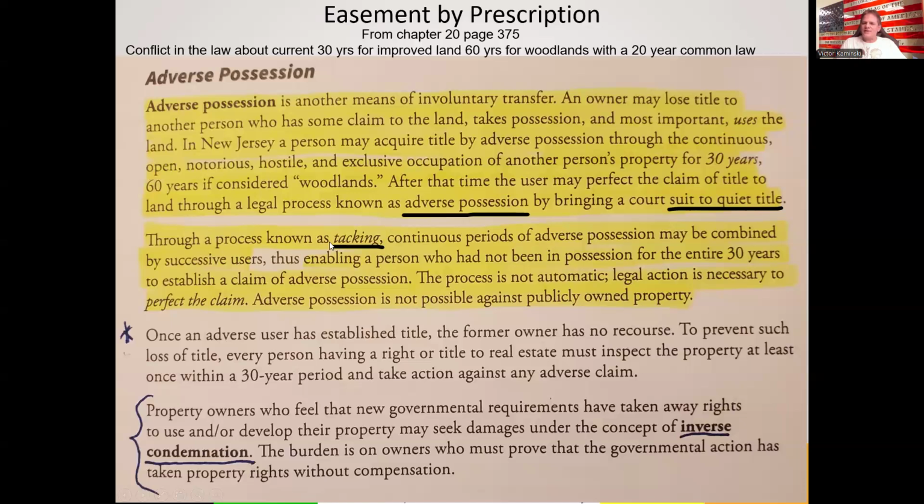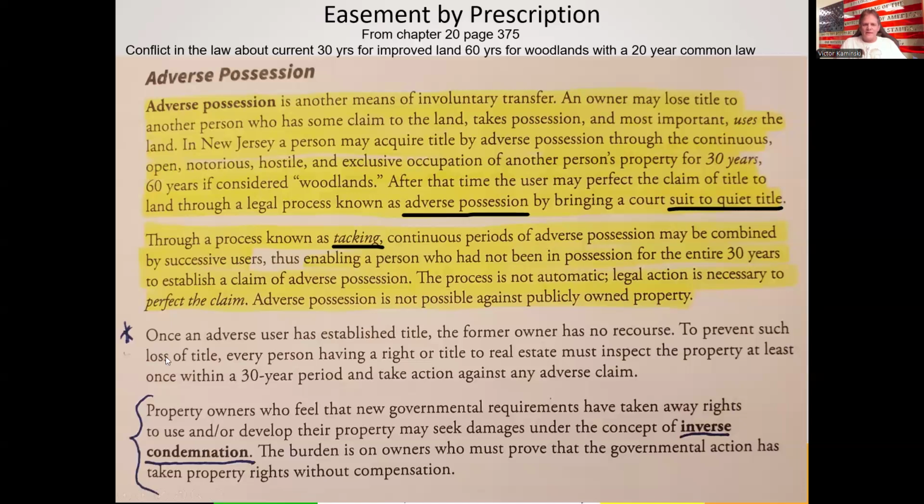And through the process known as tacking, continuous periods of adverse possession may be combined by successive users, enabling a person who has not been in possession for the full amount of time required to establish a claim of adverse possession. The process is not automatic. It does need to go through the court system to perfect this claim. Adverse possession is not possible against publicly owned property, though, only against privately owned land.